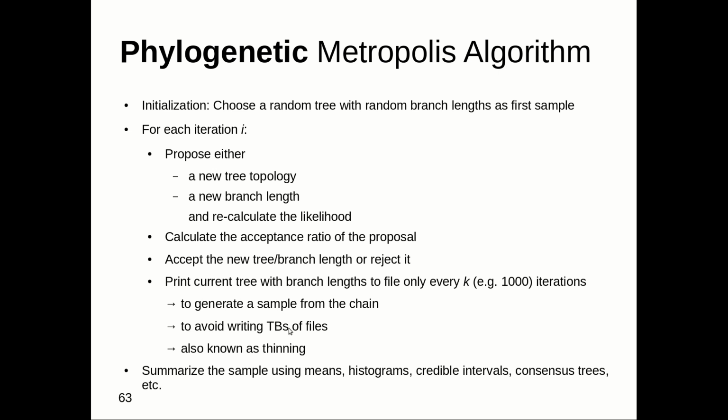We do that to avoid writing terabytes of files, so we're just printing out samples every 1,000 generations, and also because the changes to the tree topology and branch lengths within 1,000 steps will not be that large. This technique is known as thinning. Then in the end, after we've run the Markov chain long enough, and we'll get to this, we summarize the samples using standard statistics like means, histograms, credible intervals, consensus trees, etc.